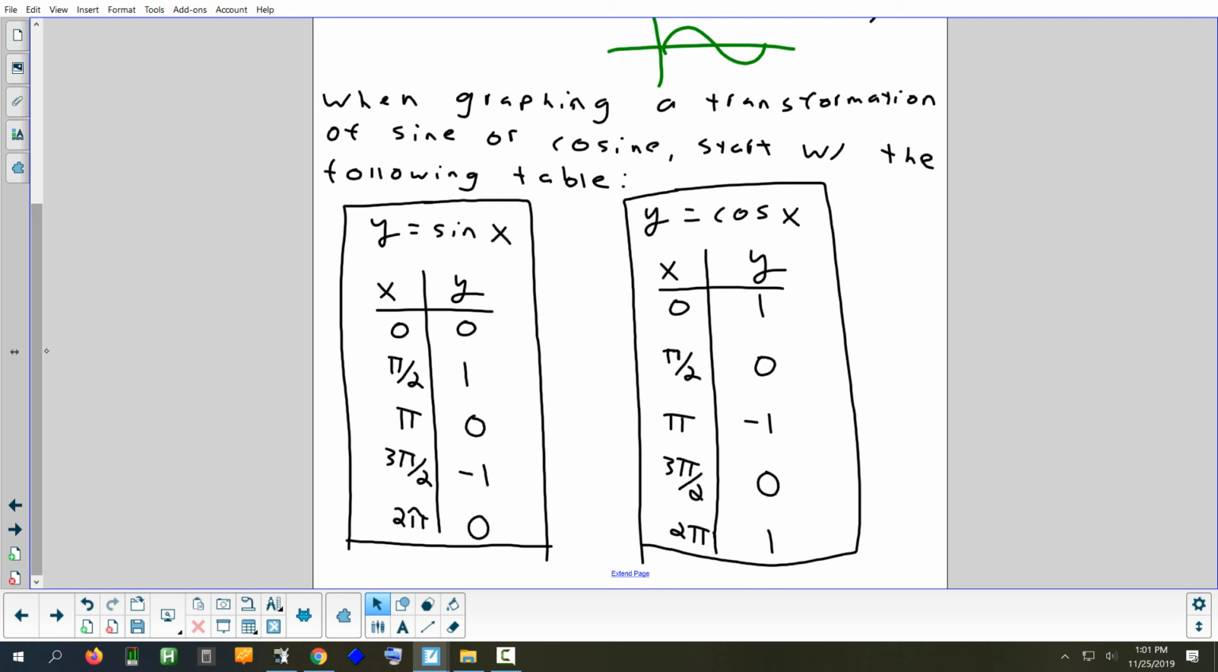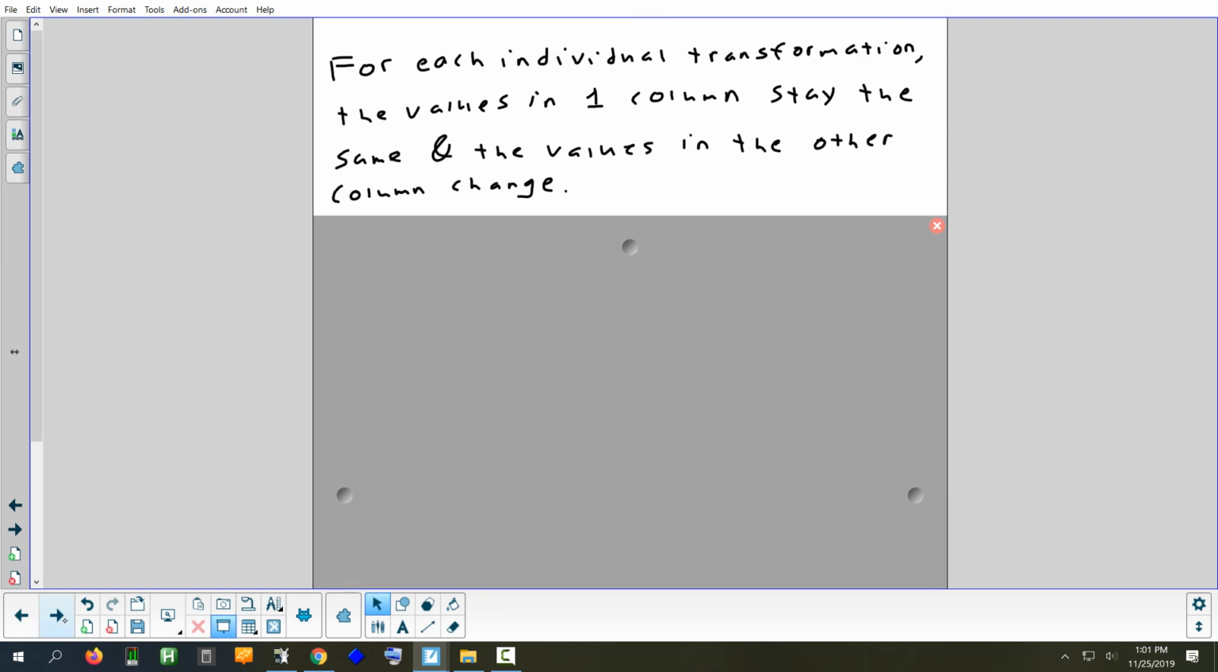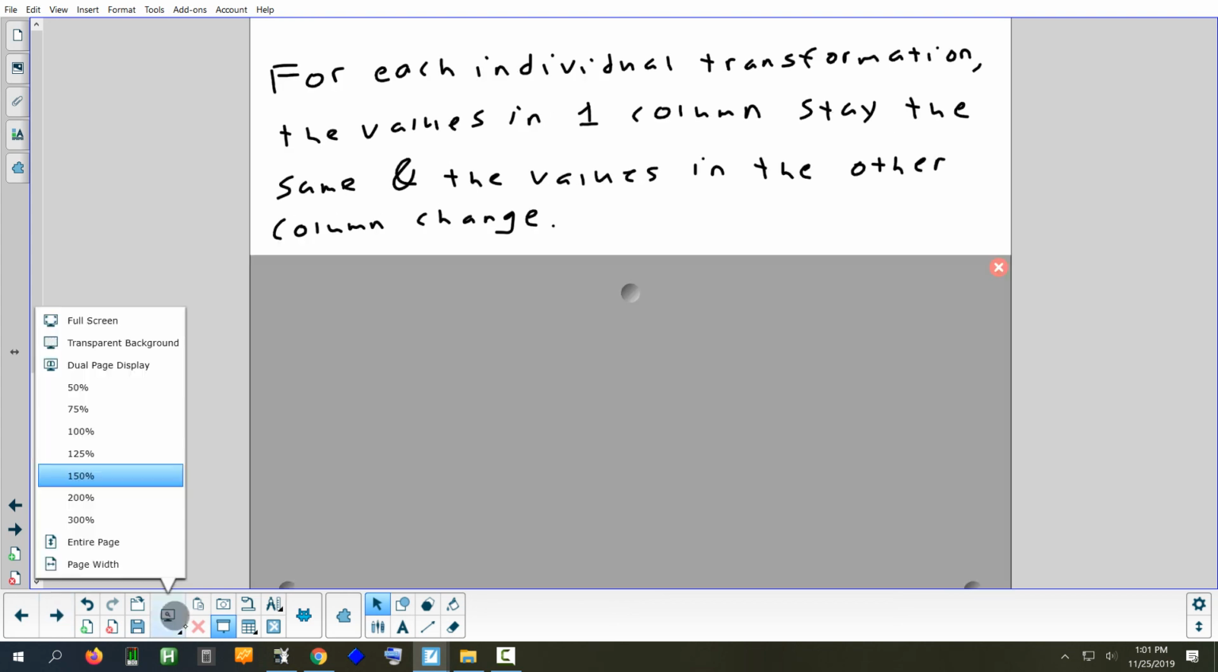Okay, so those are our original tables for the first cycle of sine and the first cycle of cosine. That's all they are. Now, the kind of problems we're going to do today are a lot more basic than we normally do. Sometimes I give you a problem and it's got everything in it: shift up, stretch by a factor of 2, flip it, everything. We're just going to do one transformation per problem for today.